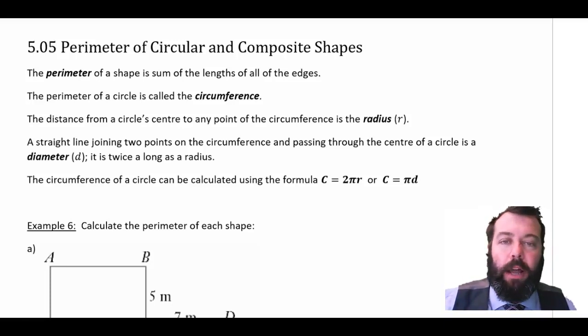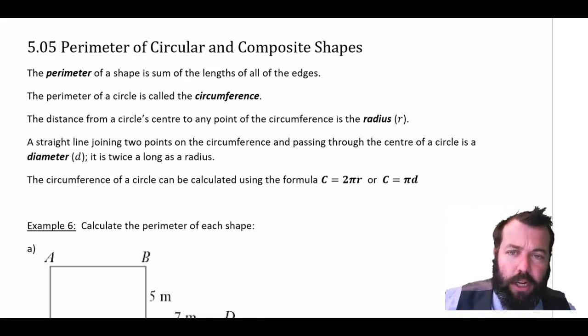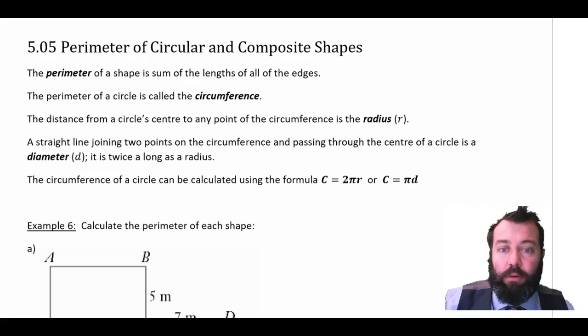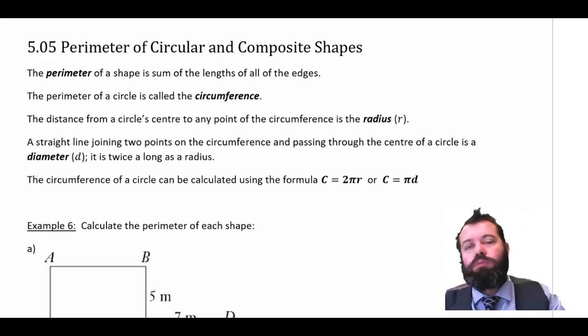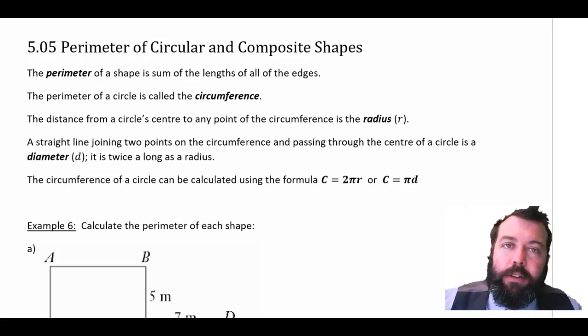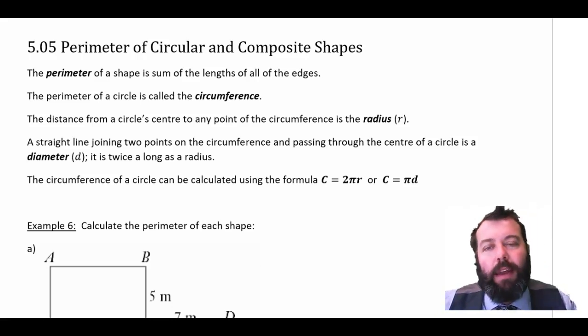We are looking at the perimeter of circular and composite shapes. Perimeter, distance around the outside of a shape, right? Add all the edges together, gives you the perimeter. Now when we get to circles, well, it's a bit different because they're not straight lines. We can't measure them, we're going to have to calculate them.